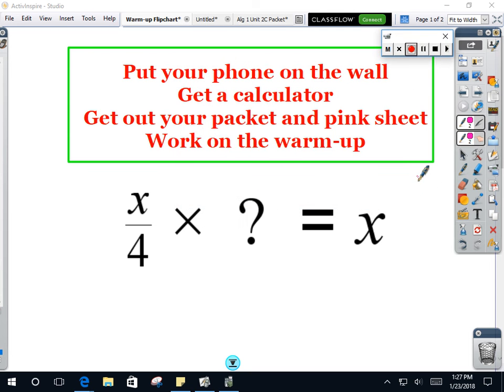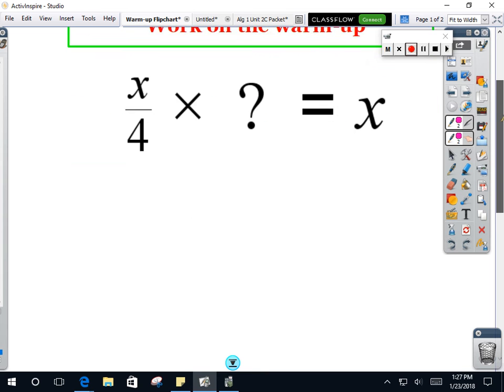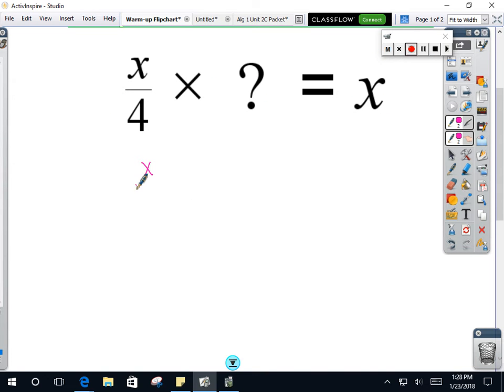Okay, x over 4 times what would equal x? Well, I heard a few different things. I heard x over 4 times 1. I heard x over 4 times 0. And I heard x over 4 times 4.